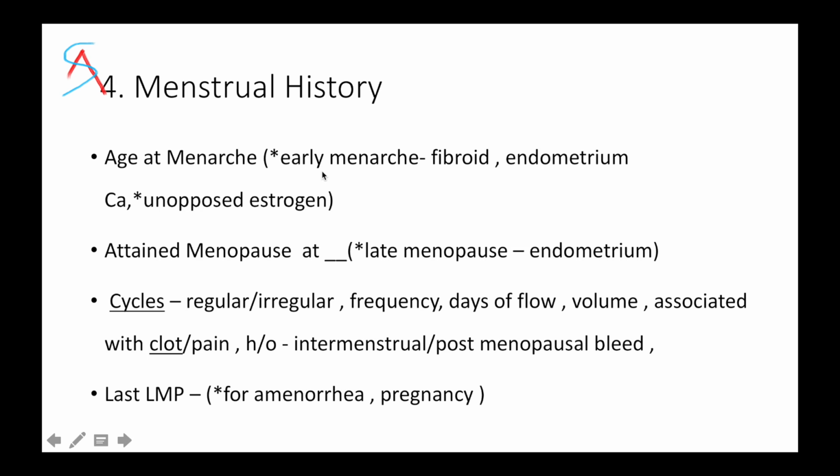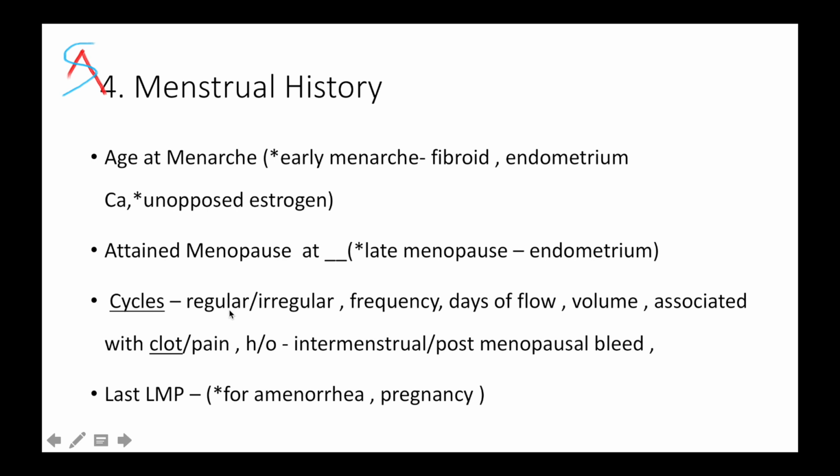In menstrual history, you have to ask about early menarche. Generally, it is considered as less than 11 years of age, because early menarche is a risk factor for fibroid or endometrial carcinoma, because there is unopposed estrogen in the body. Then you have to ask at what age she attained menopause, if she has attained menopause, because late menopause is again a risk factor for endometrial carcinoma.